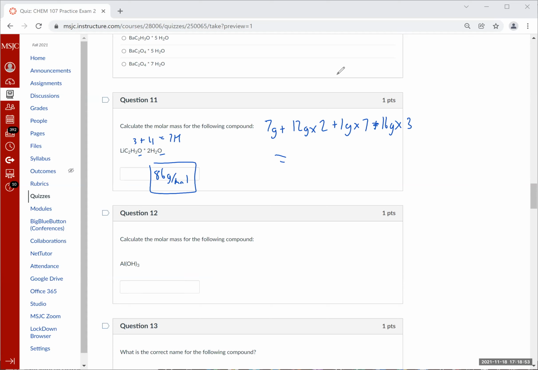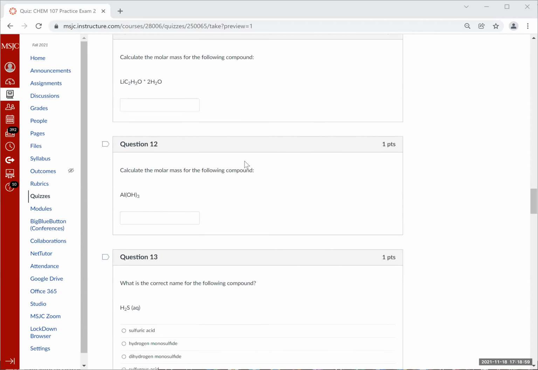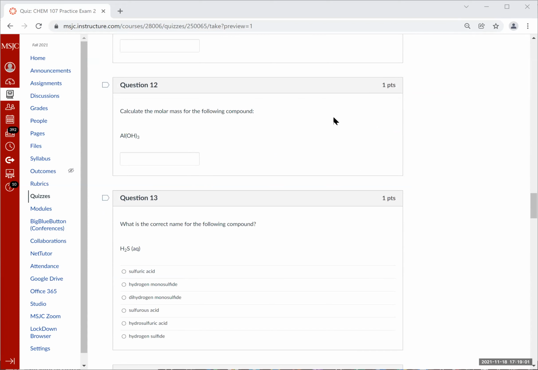Okay, let's look at another problem. So in this case, again, we're asked to calculate a molar mass, this time for aluminum hydroxide. The mass of aluminum is 27 gram per mole, oxygen 16 gram per mole. We have 3 oxygens. Hydrogen is 1 gram per mole, and we have 3 hydrogens. So we have 27 + 16 × 3 + 3. That gives us a molar mass of 78 gram per mole. Does this question make sense to everyone?